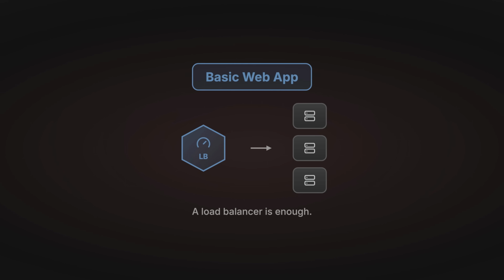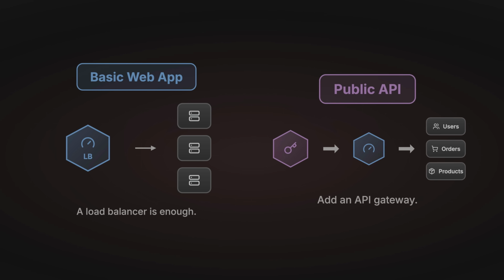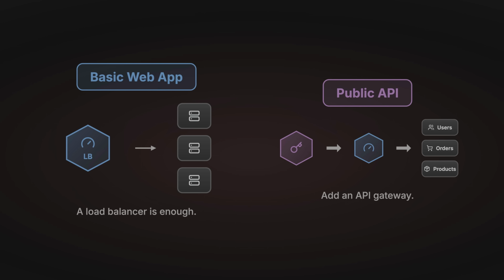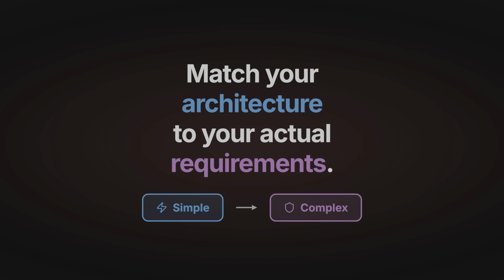But not every system needs all this. Simple web app with a few servers? A load balancer is enough. Public API with external developers and usage tiers? Add an API gateway. Match your architecture to your actual requirements.